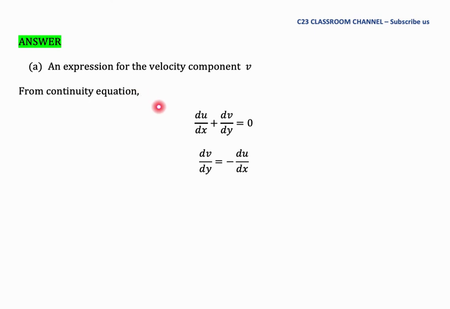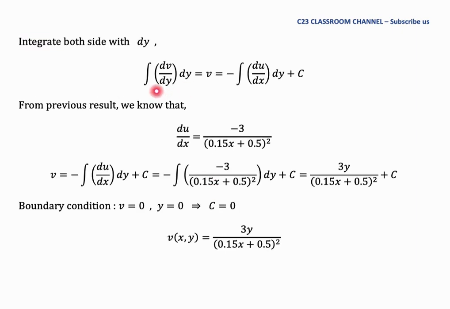From the continuity equation, we know that du/dx plus dv/dy is equal to 0. And now we need to calculate the velocity component v. So we could rearrange these terms into dv/dy equals minus du/dx. So what we need to do next is we integrate both sides, left and right, with dy. And we could write it like this. The integral of dv/dy with dy gives v, because we could cancel the y here, and integration of dv will give us v. And we do the integral for the right-hand side. We have negative integral of du/dx dy plus c, the constant.